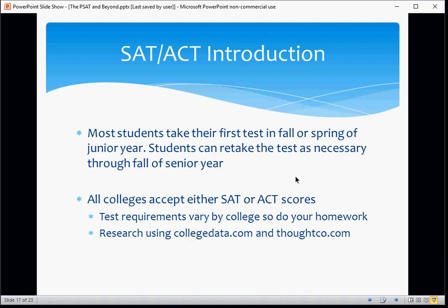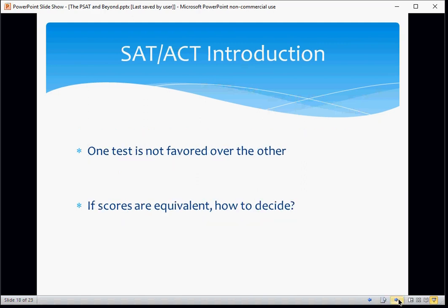If you're looking at specific colleges, we recommend these 2 websites. They have a lot of information about the individual colleges, and of course you can go to each college's website. But these will list the kinds of SAT and ACT scores that these colleges are looking for. As we just mentioned, one test is not favored over the other, so that's not a concern. But what if the student takes a practice SAT and a practice ACT and the scores are equivalent? How do we decide which test to prepare for?